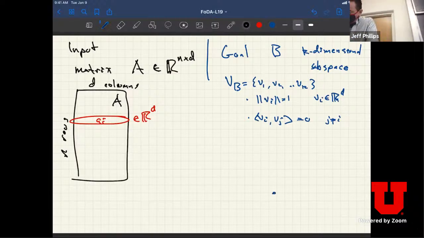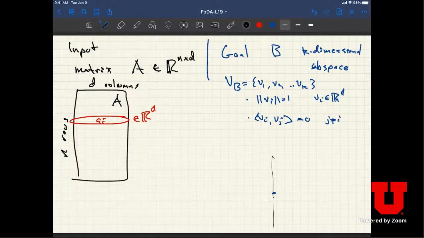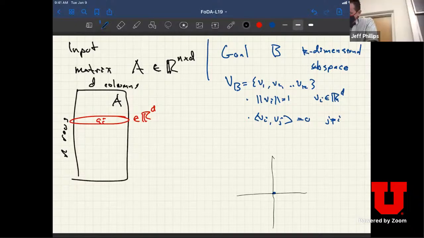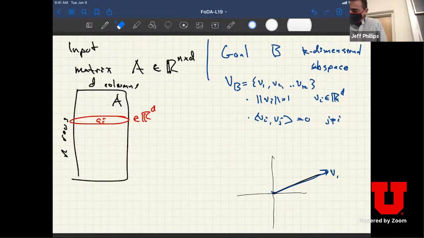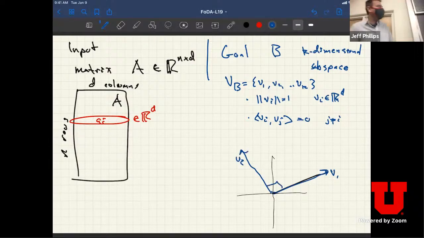So if we think of the origin here, then we're going to have V1 and V2. We're going to have these two vectors, and here, let me try and draw this a little bit better. So these are going to be orthogonal to each other. They're going to be at a right angle.